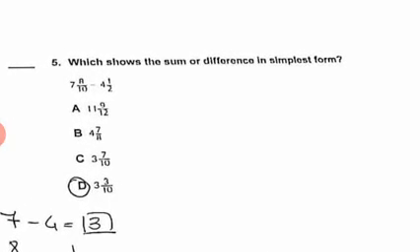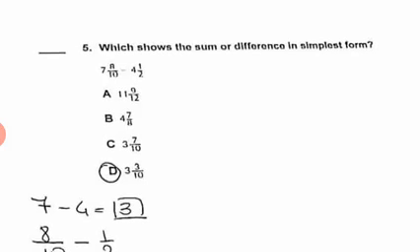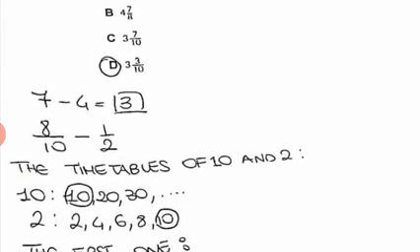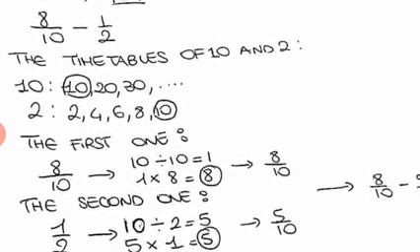Here we do the same, but we have a difference. So we have 7 and 8 over 10, minus 4 and 1 over 2. So we bring the two whole numbers, 7 and 4, and we make the difference. 7 minus 4 equals 3. Then we bring the two fractions, 8 over 10 minus 1 over 2. We write the times table of 10 and 2. So 10 is 10, 20, 30. 2 is 2, 4, 6, 8, 10. The smallest number in common is 10.